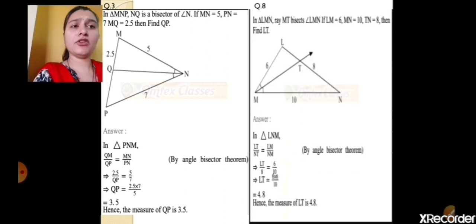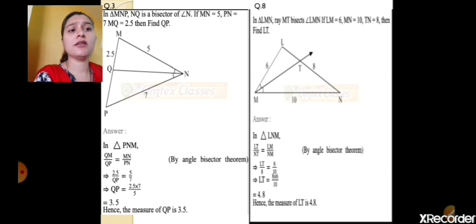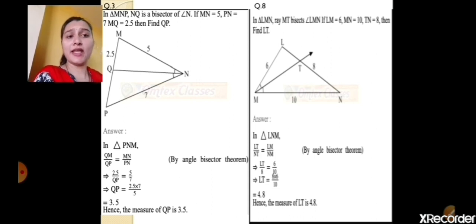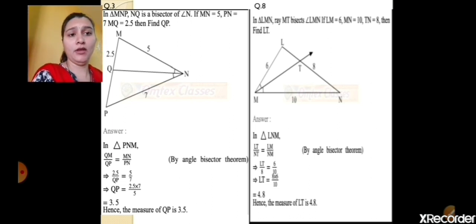Now when I'm talking about question number 8, again it consists of angle bisector theorem. I would like to say you that just go through with the question. Both the questions are similar, right? Only units are different. So in triangle LNM, I'll write by angle bisector theorem, LT upon NT is equal to LN upon NM. Write the ratio very carefully.